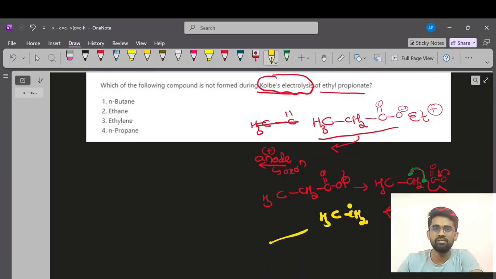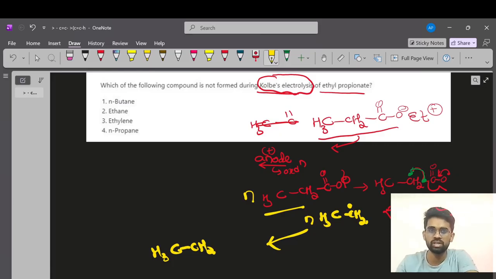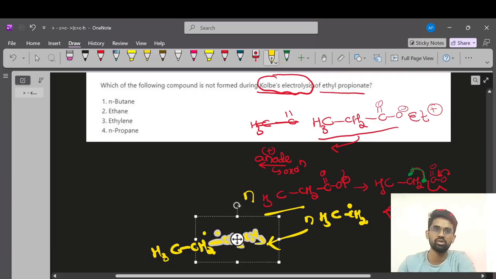If there are n number of these units, we are going to get n number of ethyl radicals. If they combine with each other, every time two are combining, we get CH3, CH2 with one electron here, and again one more unit, CH2, CH3, also with one electron. If they combine, you are going to get a bond here, which is nothing but butane. Butane is formed.